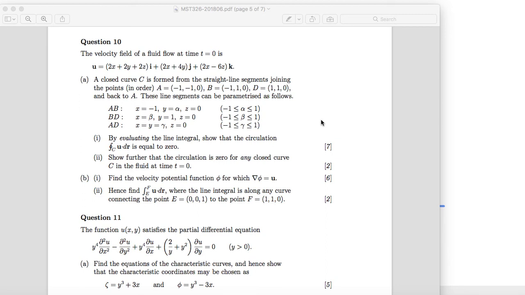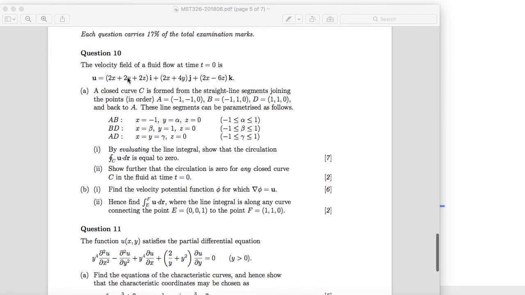Right, this is question 10 of the 2018 paper. This one's quite a standard question and comes up quite frequently, so it's a good one to be able to knock out, I suppose. First part is evaluate the line integral and show the circulation is zero.